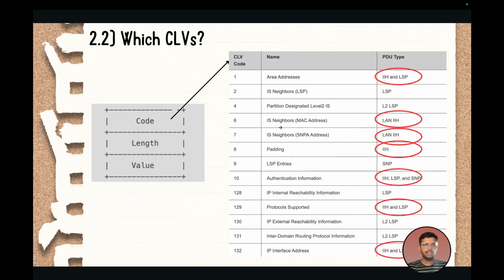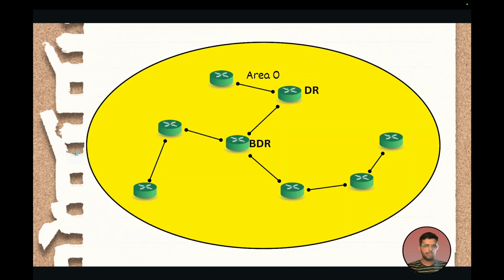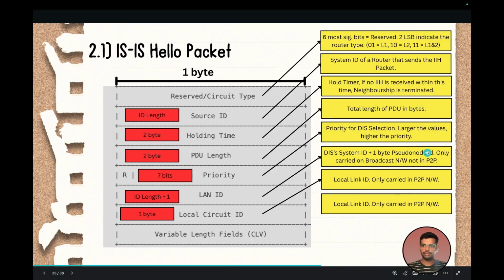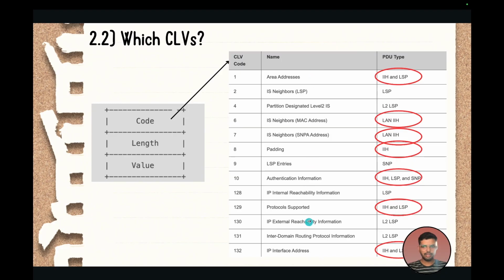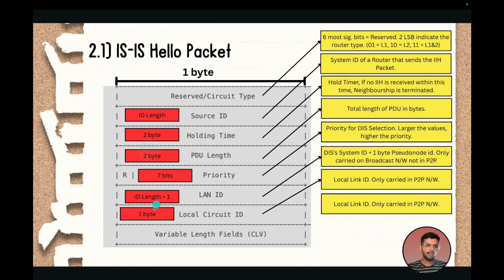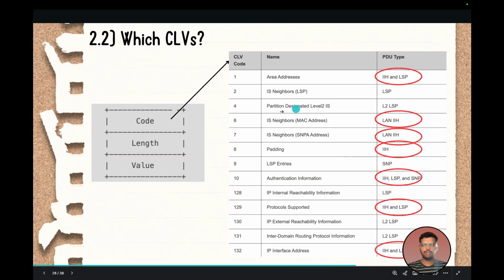Now, these are the CLVs that might be exchanged. Over here in the variable length fields, what are the CLVs that can be exchanged? Remember, we have seen this table earlier. All the PDU types that are mentioned as IIH, all those CLVs can be carried in this packet as part of the variable length field. So that's how this table is useful. You can mark all of these PDU fields where it says IIH; all these CLVs can be exchanged with this hello packet.